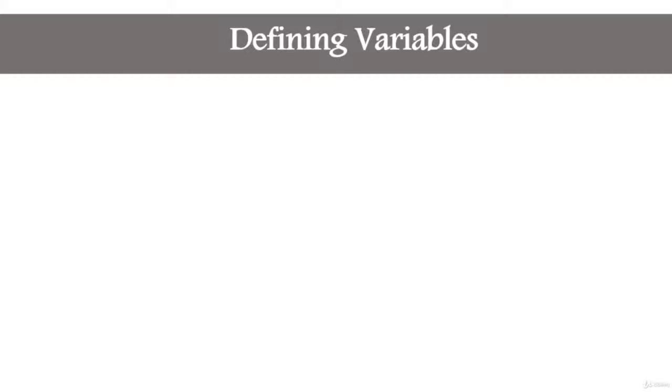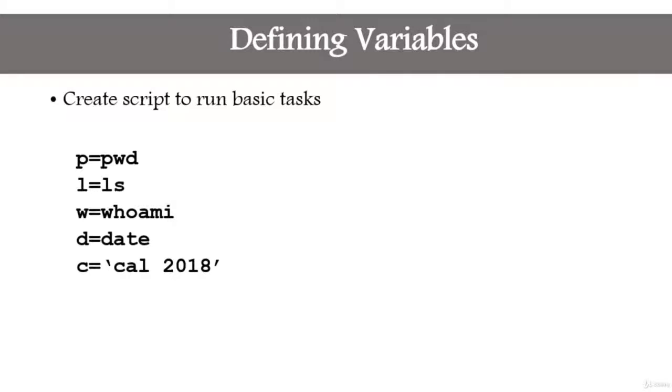So what exactly is a variable? Let's look at this list that I have. You see I have defined a variable for P, and I have put PWD. For L it is just simply ls. W is for whoami, D for date, and C for cal 2018. So these are the variables. The variables are the first letters P, L, W, D, C, and the commands inside of those variables are the ones on the right hand side.